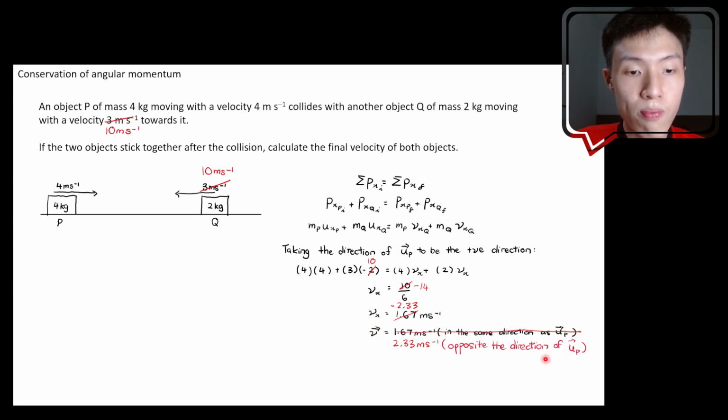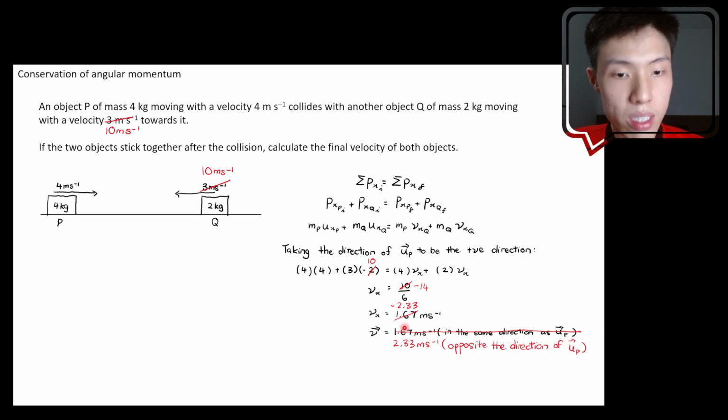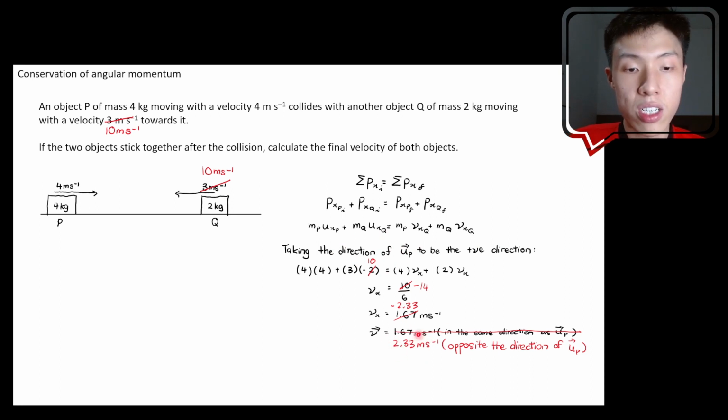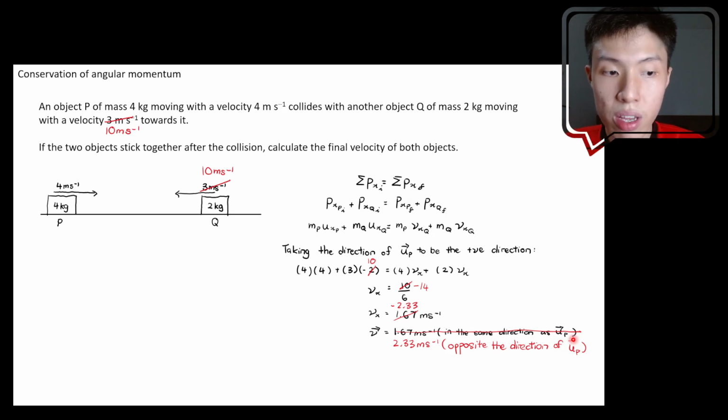But for the direction, we write clearly that it is opposite the direction of UP, because you find from the component that it's negative, and a negative direction is opposite the direction of UP. So for the magnitude, no sign, just keep it positive because it's the magnitude of a vector. But the direction, state it clearly: it's the same direction as UP or it's opposite the direction of UP. Okay, so that's how you do it in conservation of linear momentum.